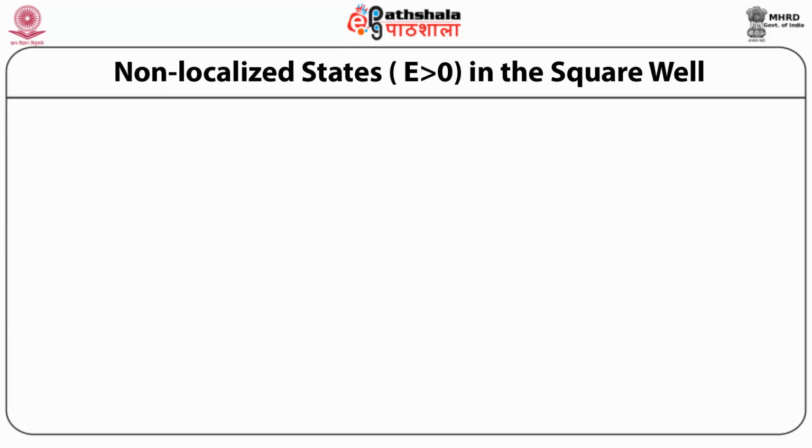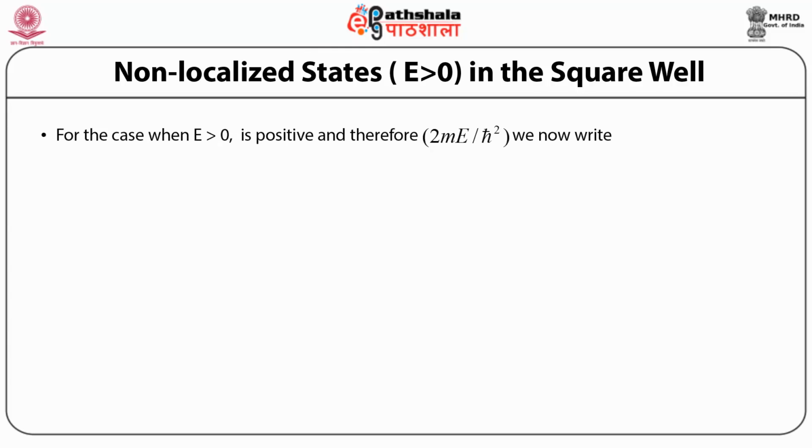We begin with the non-localized states, that is, E greater than 0 in the square well, and discuss the quantum mechanical tunneling in square potential behavior. So, for the case when E is greater than 0, that is positive, we now write 2mE by ħ squared equals k squared, and 2m(E plus V naught) by ħ squared equals beta squared, where k and beta are greater than 0.